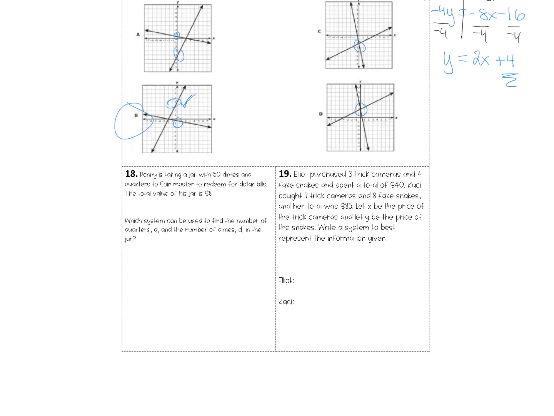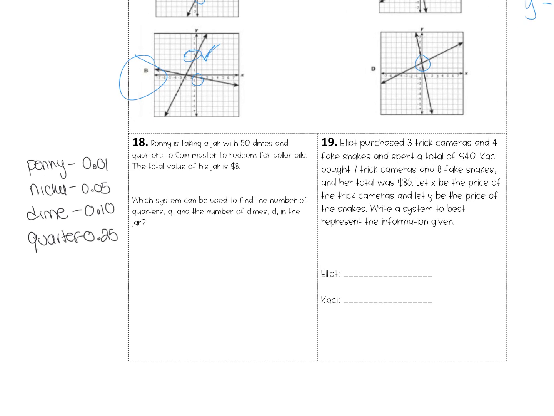Number 18 is about money. Before we do 18, a little reminder. Penny, 0.01 cents. Nickel, 0.05 cents. Dime, 0.10 cents. Quarter, 0.25 cents.